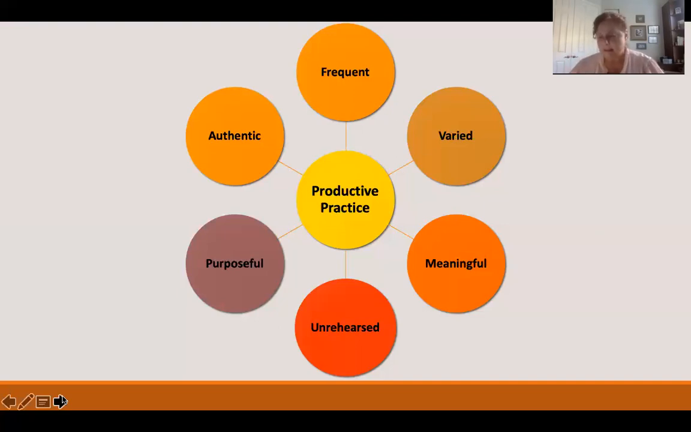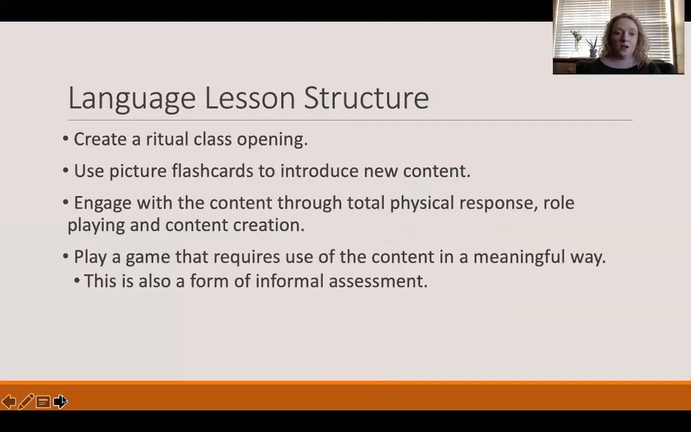Next slide. So now we're going to have Liz kind of walk us through a language lesson structure and a sample language lesson. Thank you, Sarah.